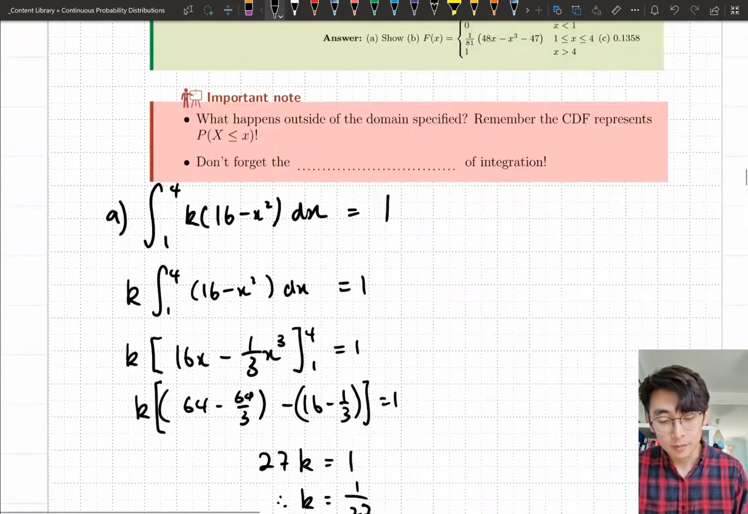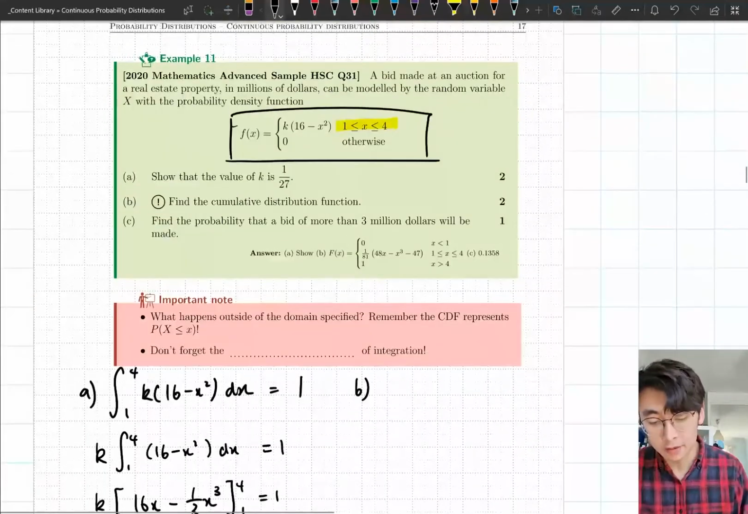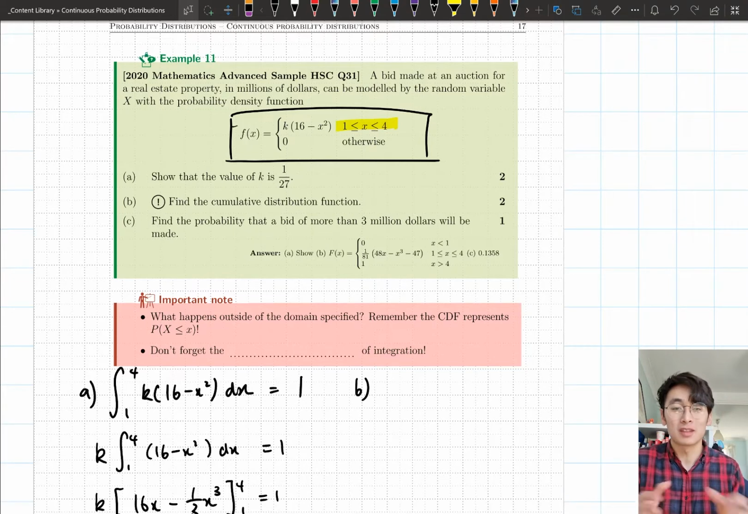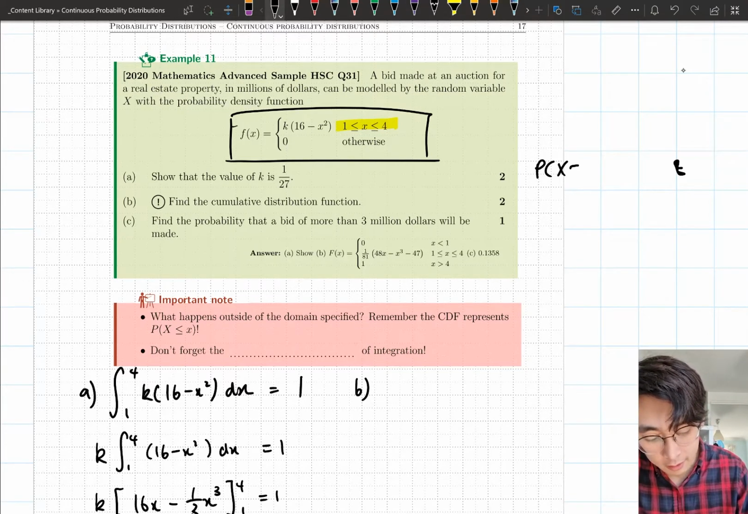Okay, part B. Now, part B is where this important note happens. So part B, find a cumulative distribution function. So we want to find that cumulative distribution function that we talked about. So here P of X less than or equal to x is equal to the integral from a to x of f(t) dt.